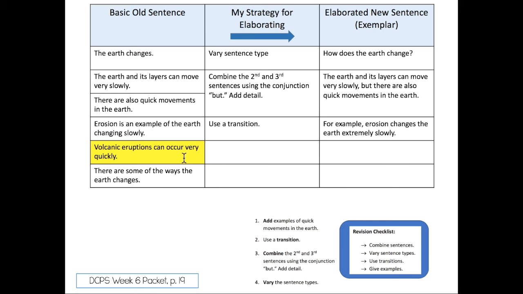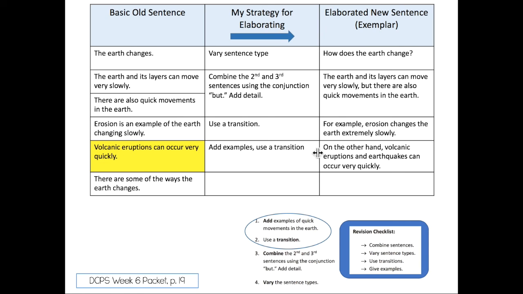Looking at our next sentence, volcanic eruptions can occur very quickly. How can we make this sentence even stronger? We're going to use two of our elaboration strategies on this sentence because now we are elaboration experts. First, we'll add an example of quick movements in the Earth, and second, we'll use a transition phrase. I chose on the other hand to indicate a change in direction. Volcanic eruptions and earthquakes can occur very quickly.